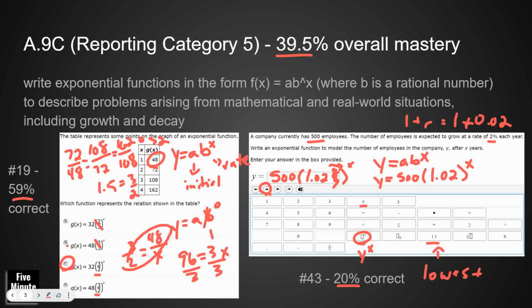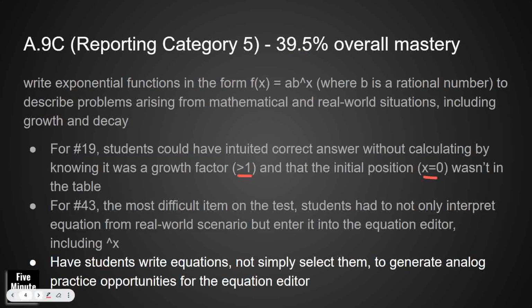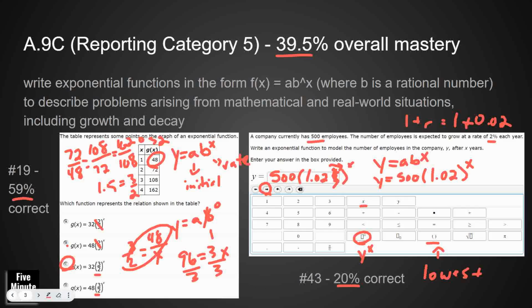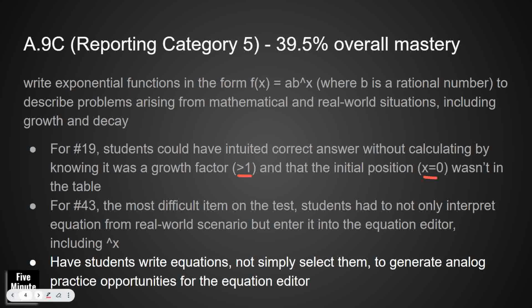So I could have chosen between C and D, and if I know that my initial position is x equals 0 and it's not listed, then I can't take 48 because that's when x equals 1. So we really could have gotten to C with just using logic. And if students were able to do that, that's fantastic.